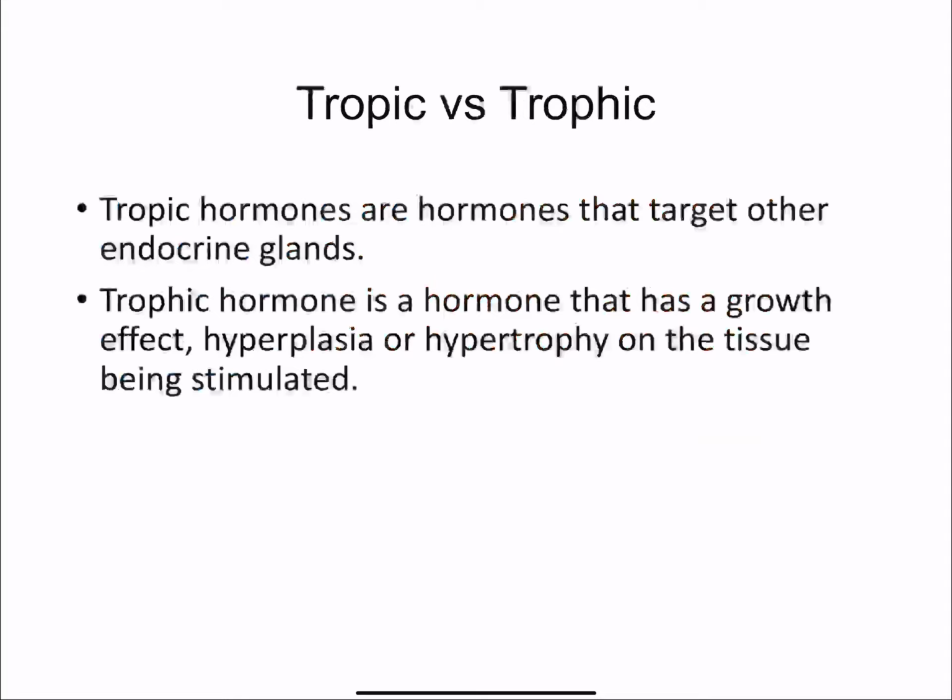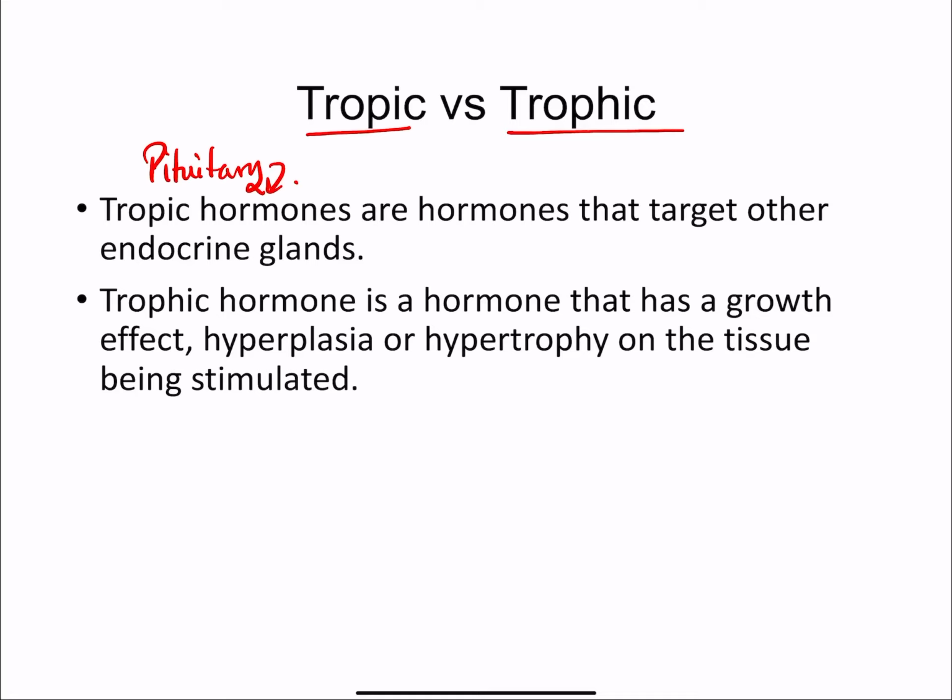Two words that often confuse me, students, everyone out there, are tropic and trophic. Tropic hormones are hormones that target other endocrine glands. So when you have a hormone that targets another endocrine gland, that's called a tropic hormone. Now you're going to see that the pituitary gland produces a lot of tropic hormones because they target other glands like the adrenal glands.